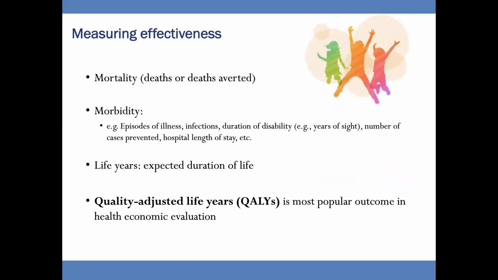Okay, so let me move on to effectiveness. How do we measure effectiveness? There are different measures of effectiveness, right? It can be measured in terms of death, or death averted, or morbidity. Some examples are episodes of illness, infection, number of cases prevented, and hospital length of stay is also a possible outcome. You can look at life years as the outcome, but the most important and the most popular outcome that we often look at in cost-effectiveness analysis is the quality adjusted life year. And I'm going to talk more about this.